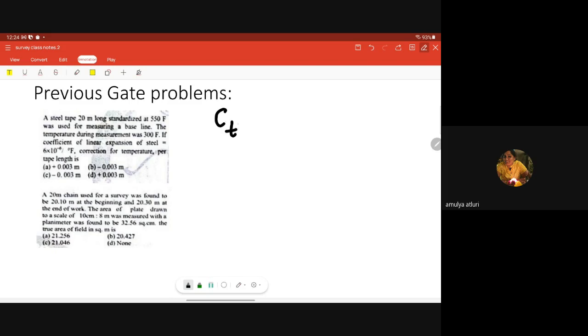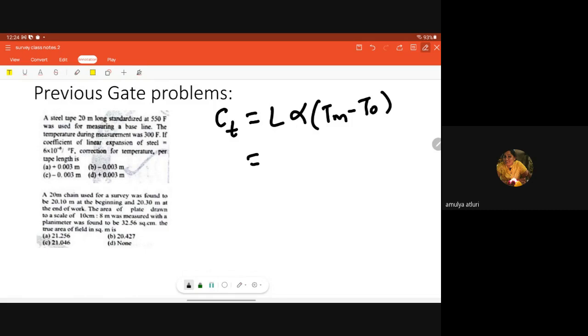So what is the correction for temperature first? Ct is the correction for temperature, right? Ct is equal to L alpha (Tm minus T naught). What is L? Measured length. Alpha, coefficient of linear expansion. Tm, temperature at the measured time. T naught at the ideal time. So what is this alpha? Sorry, first length. Length is 20 meters they have given.